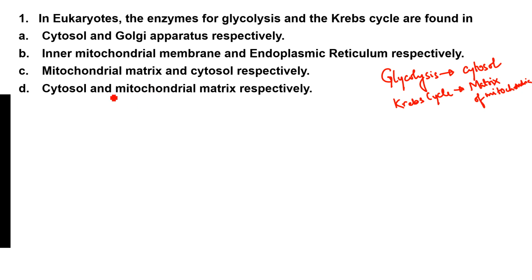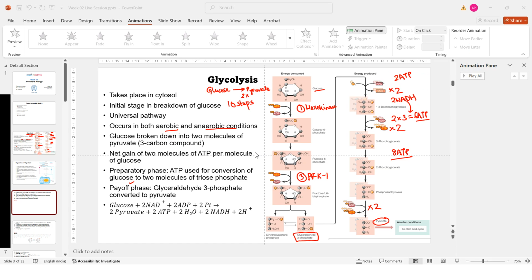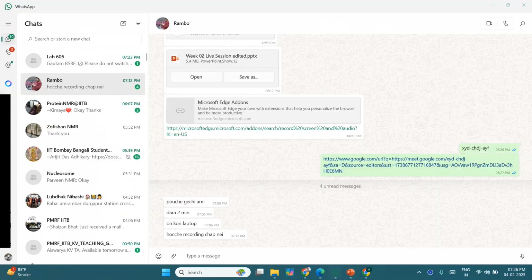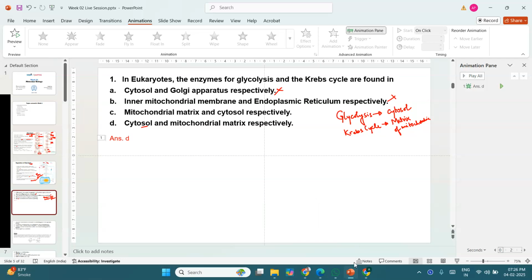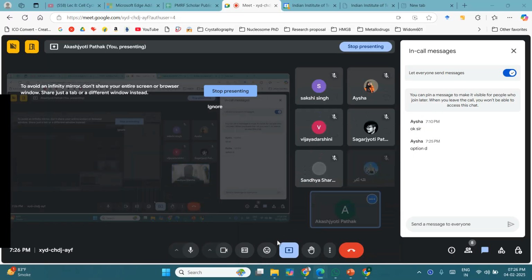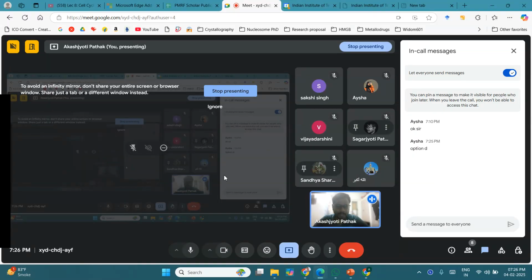Okay, so the answer to this question is option A, cytosol and no, not option A. Cytosol and Golgi apparatus, this is wrong. Inner mitochondrial membrane and endoplasmic reticulum, wrong. Option number D, right? Cytosol and mitochondrial matrix respectively. Option D. Okay, correct.